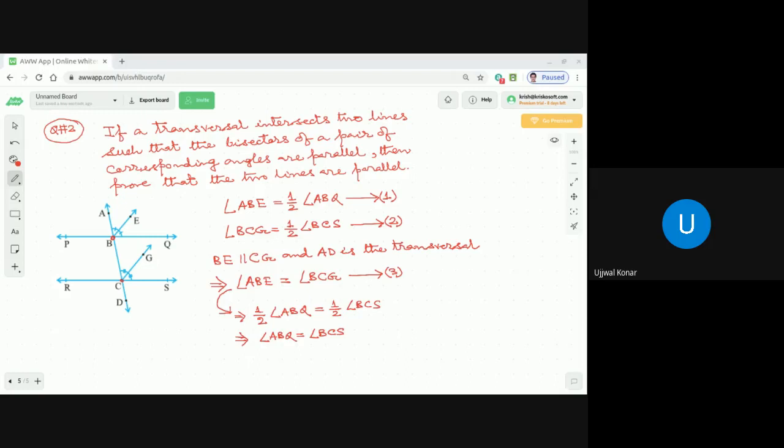Now, what can we conclude from this? They are corresponding angles formed by the transversal AD with PQ and RS. So definitely PQ is parallel to RS, and that we conclude from the converse of the corresponding angles axiom. So from here we can say that PQ is parallel to RS. Dear students, you got it? All of you got it? If anyone has the smallest doubt, please do let me know.